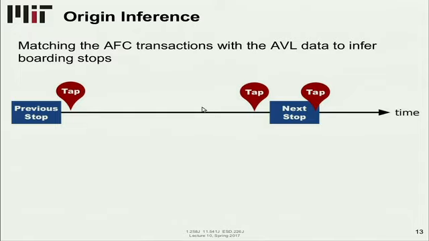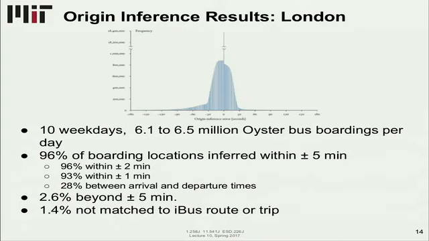So if you see some tap that is very far away in time from any stop, you might not be able to infer the origin. If it's close or between the reported arrival and departure, we say that we match that transaction to that origin. Simple, right? So in London, we did that.